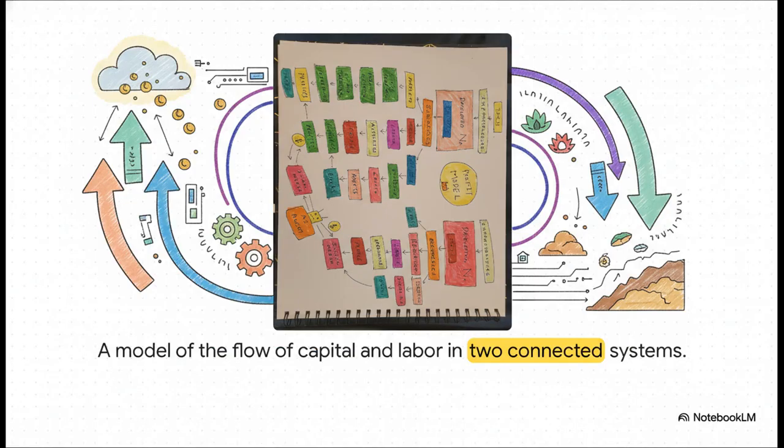And here it is. This is our map, our source material for the next few minutes. On the left, you've got a model for what it calls a developed NICS, and over on the right, a developing NICS. We're going to walk through this whole thing piece by piece to really understand the story it's telling.